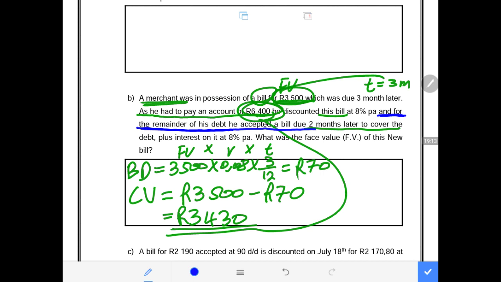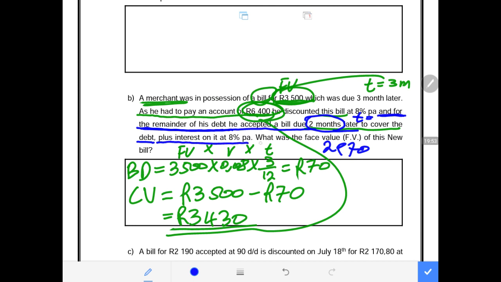That is due 2 months later, in order for him to cover the 2,970 that is still outstanding. Then we know that T, or in fact 2 months in this case, is T, which is our unexpired period for the new bill, because he accepts a new bill with the intention to discount the bill in order for him to immediately go to the bank and discount it and get the cash value. But they say plus 8% interest per annum.